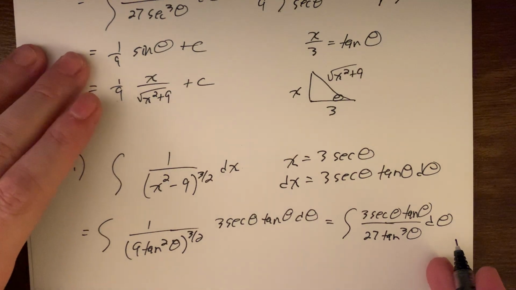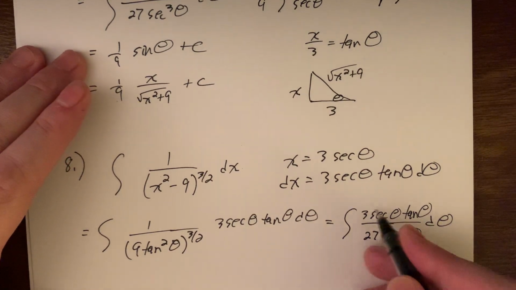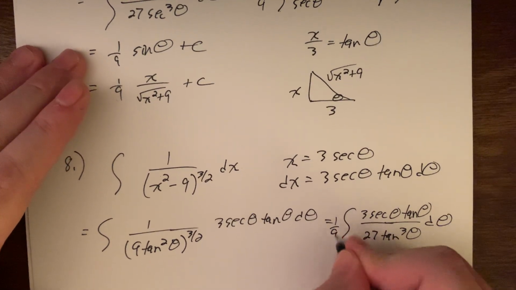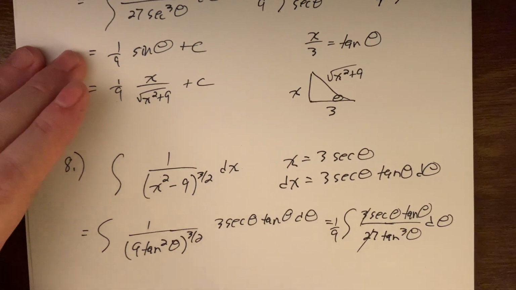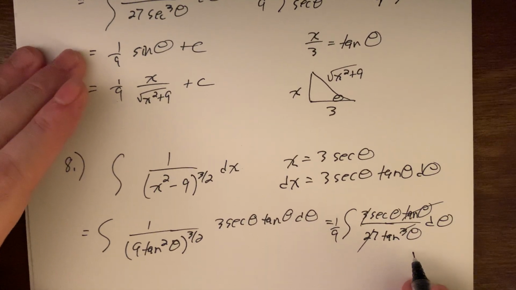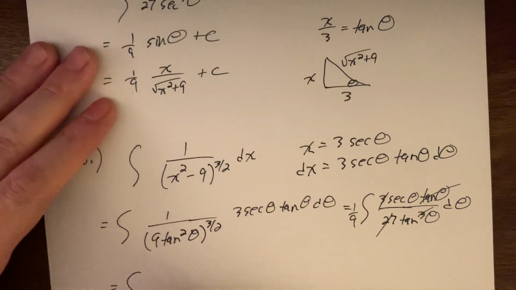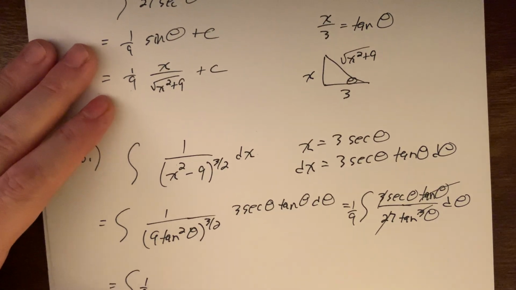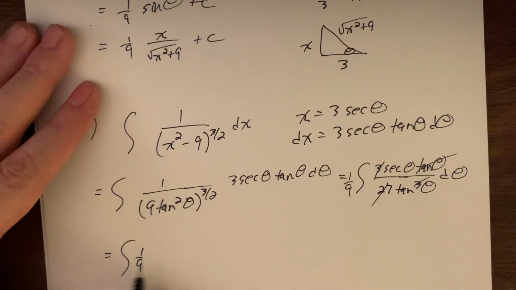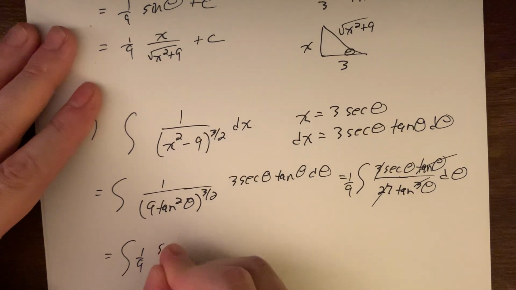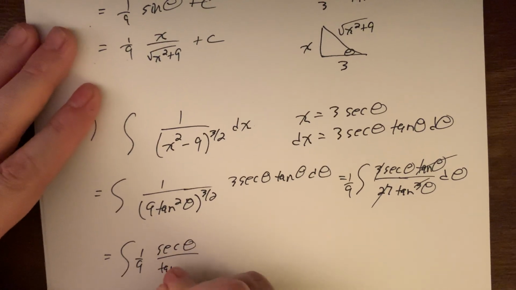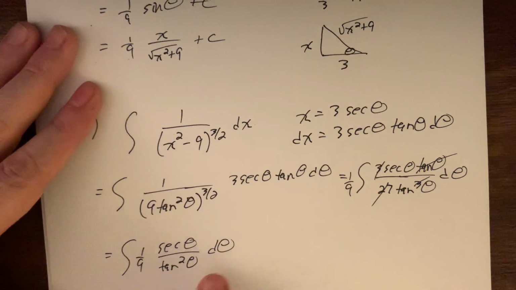Still a good bit of mess here. Tangent, the 3 and the 27, we can get the 1 over 9 out again. 1 tangent cancels, but now we're left with 1/9 out in front of the integral, secant over tangent squared.